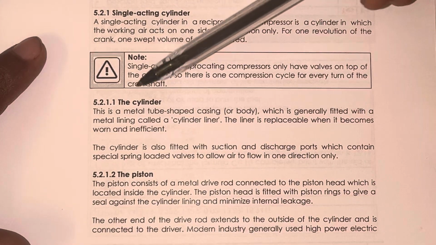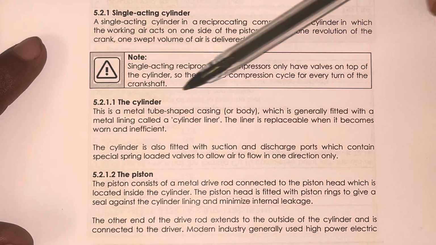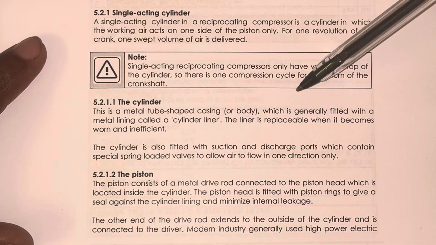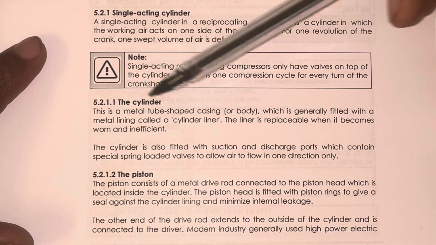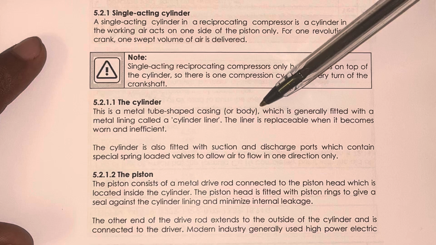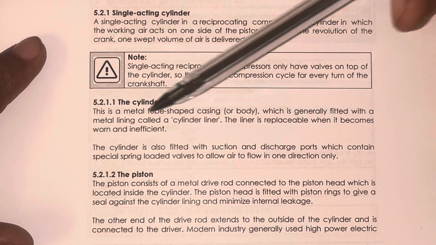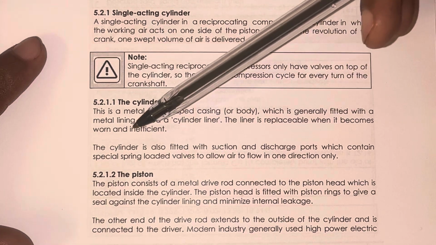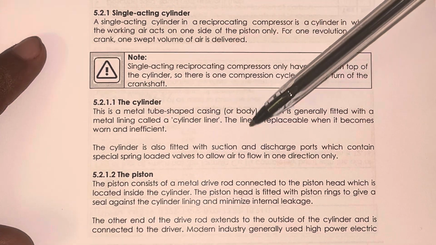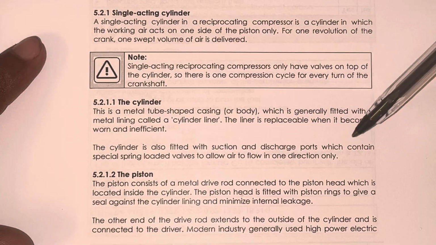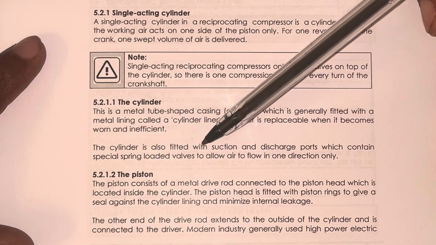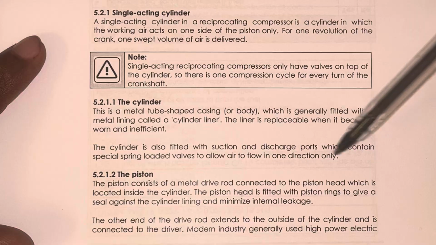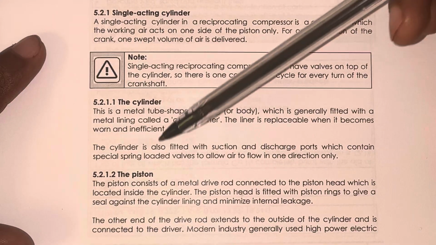We are continuing with the cylinder. This is a metal tube shaped casing or body which is generally fitted with a metal lining called the cylinder liner. The liner is replaceable when it becomes worn and inefficient. The cylinder is also fitted with suction and discharge ports which contain special spring-loaded valves to allow air to flow in one direction only.